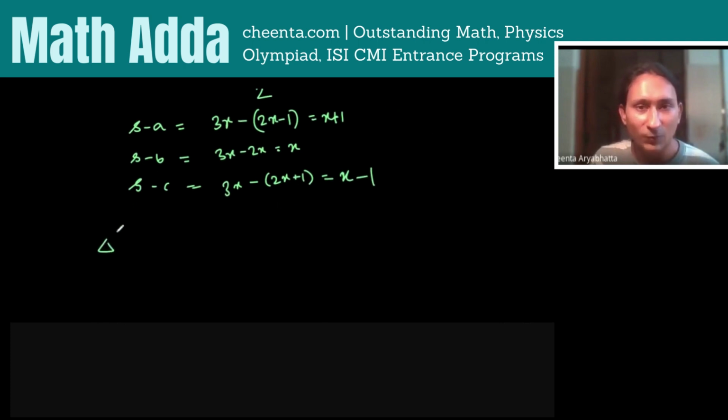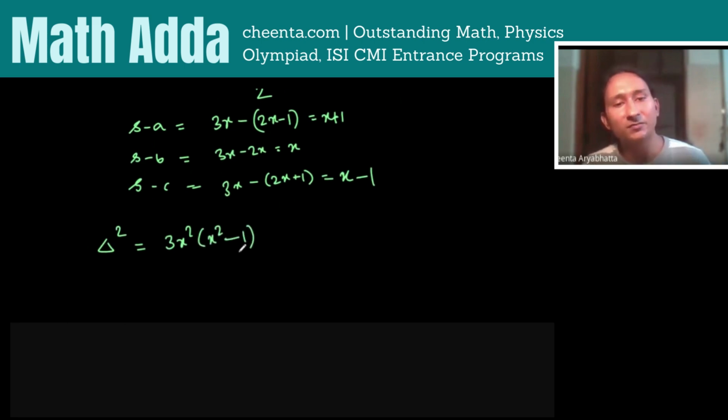Therefore, delta square is 3x squared times (x squared minus 1). We have already commented about the fact that x is greater than 1. So this is clearly greater than 0, and the area is positive. So the three numbers do form the sides of a triangle.